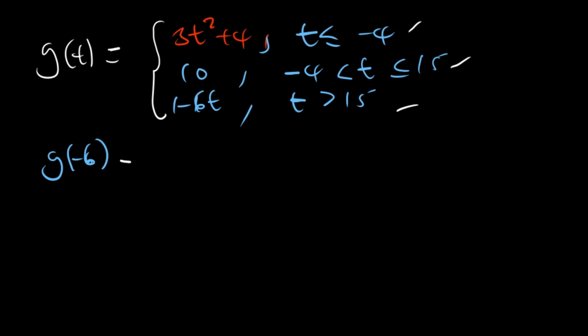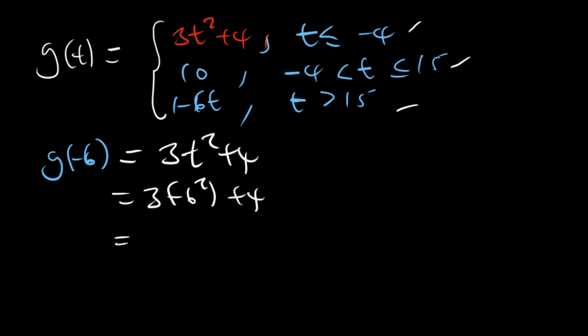So I'll get the first equation, this. Plug in negative 6. Square it. Negative 6 squared is 36. Three times 36 is 108. 108 plus 4. The answer is 112.